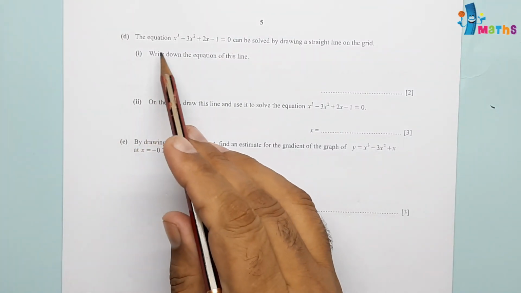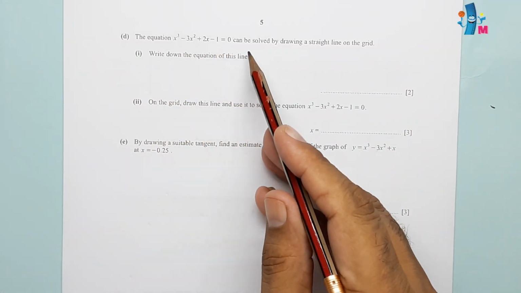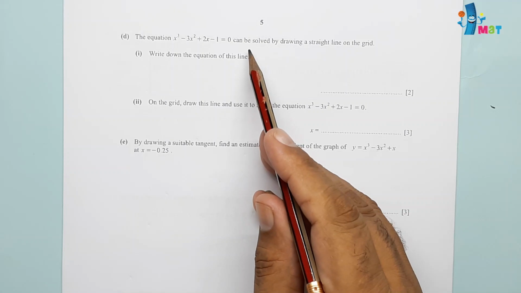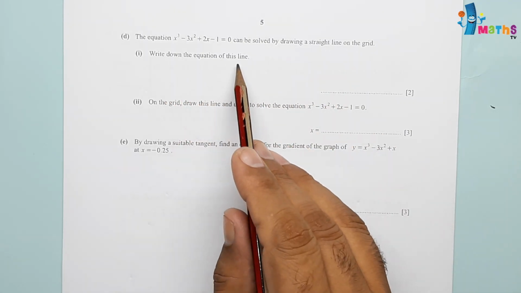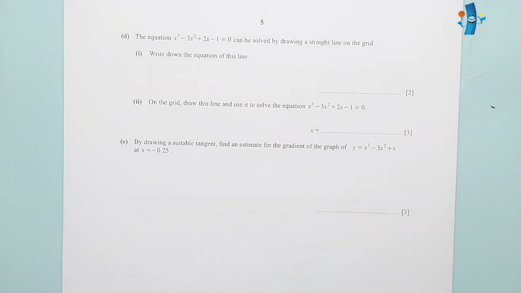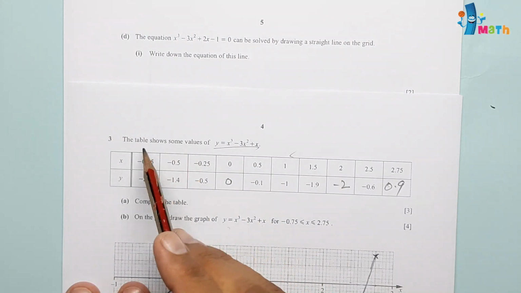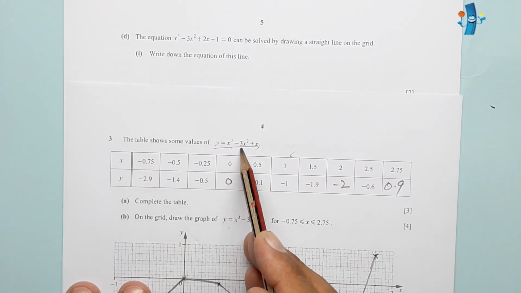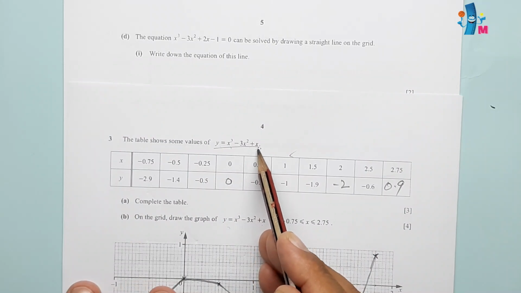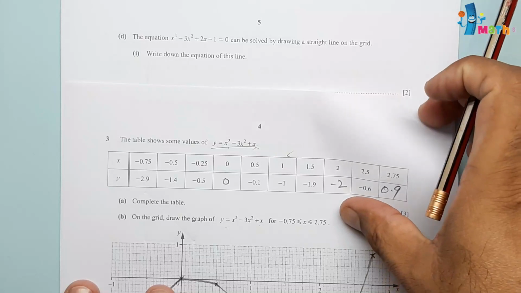D part: the equation x cubed minus 3x squared plus 2x minus 1 is equal to 0 can be solved by drawing a straight line on the grid. Write down the equation of this line. For this question, if we check the start of the question, they have given the table shows y is equal to x cubed minus 3x squared plus x. So we'll rearrange this given equation in part D.